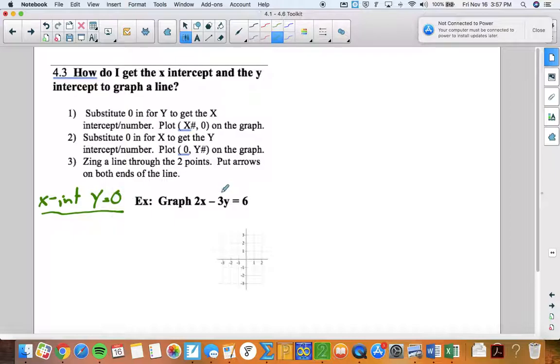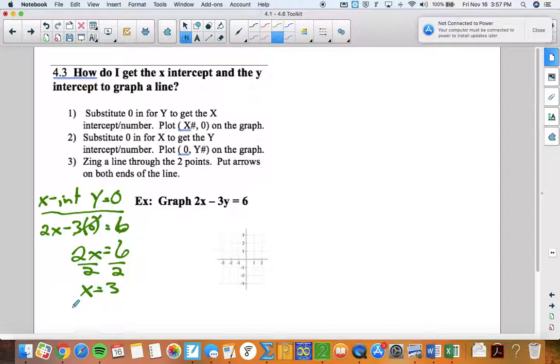So I'm going to put 0 in place of y in this equation. So 2x minus 3 times 0 equals 6. Now 3 times 0 is 0. So really, I get 2x equals 6. So then x has to be 3.